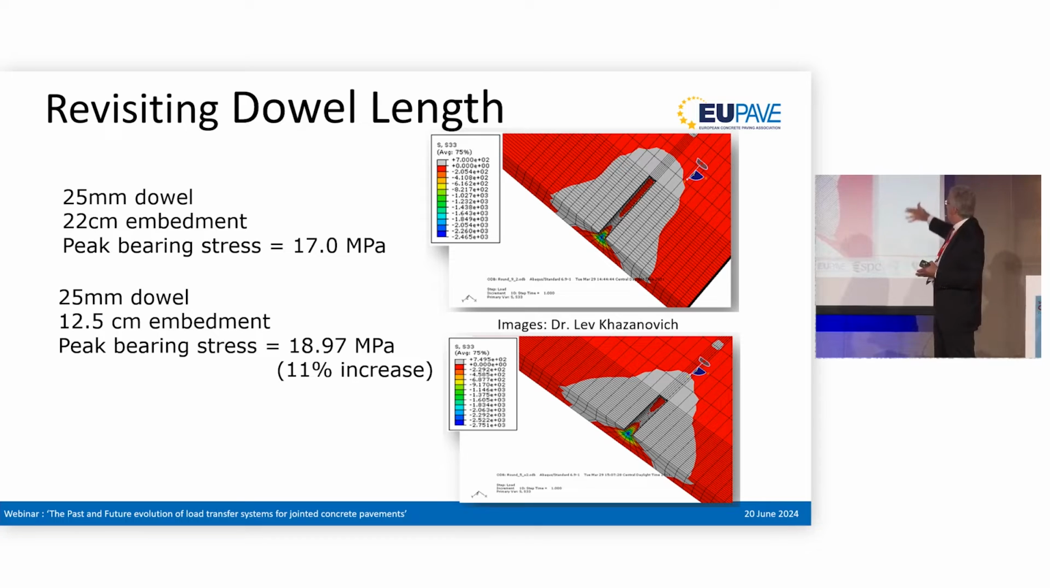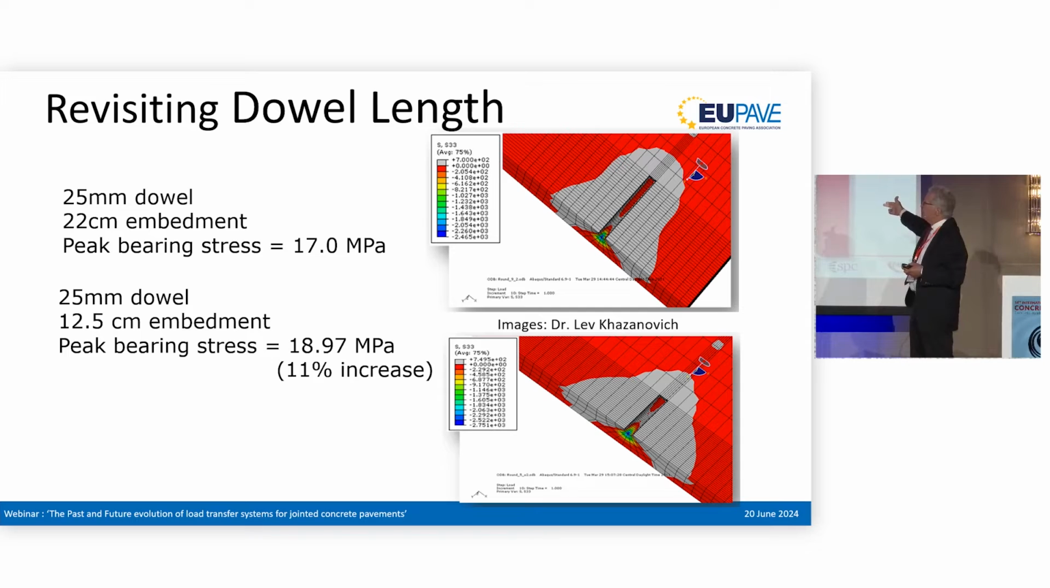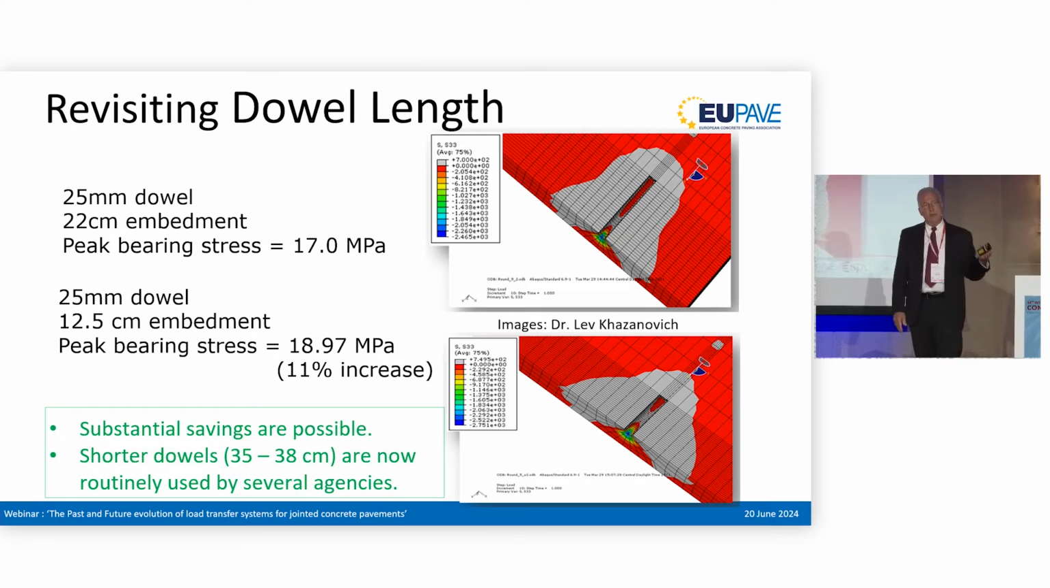For example, these are some graphs that were produced by Dr. Kuzanovic, who's in the audience here today. These are 25 millimeter dowel bars, 22 centimeters of embedment in the top, 12.5 centimeters in the bottom. You see that there's only about an 11% increase in the bearing pressure when we cut that bar almost in half. So there's a significant potential for savings by using shorter bars, as long as the increased bearing pressures, which we can model and calculate, are not excessive.